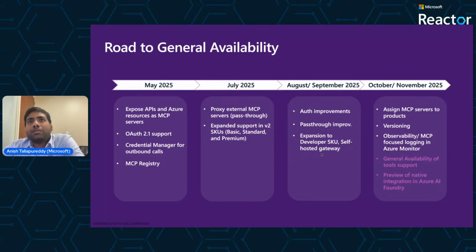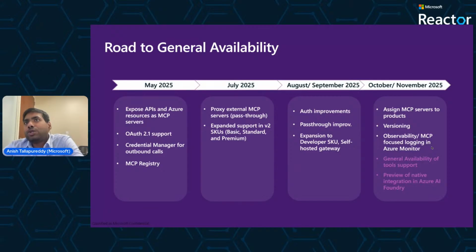In August, we continued to harden the entire product for production, based on a lot of customer feedback related to auth improvements and pass-through mode improvements. Customers also wanted availability of this particular capability in developer SKUs and the self-hosted gateway, and we have worked on that. In October and November, these are some of the features which are not yet available.